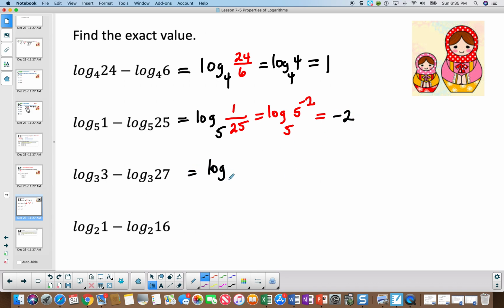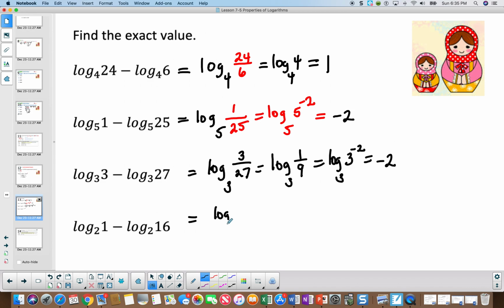This will be log base 3 of 3 over 27. So this is log base 3 of 1/9, log base 3 of 3 to the negative 2 power, and these undo each other, and we get negative 2. Log base 2 of 1 over 16. This is log base 2, and this is going to be 2 to the negative 4 power, and they undo each other, and we get negative 4.